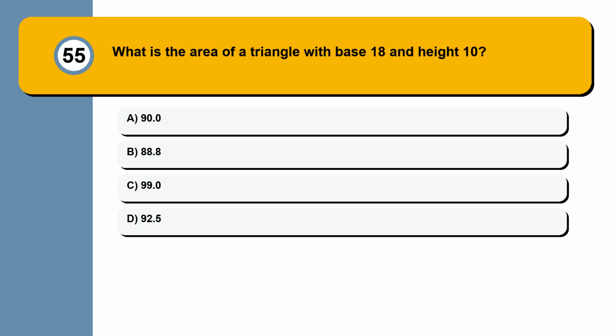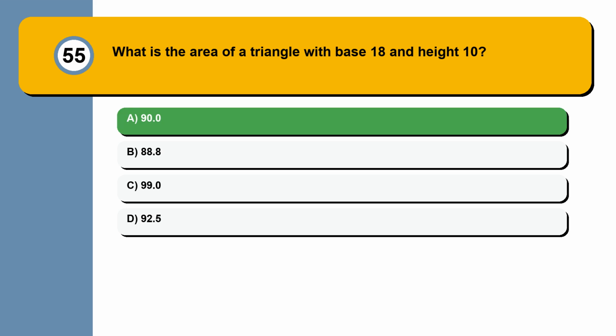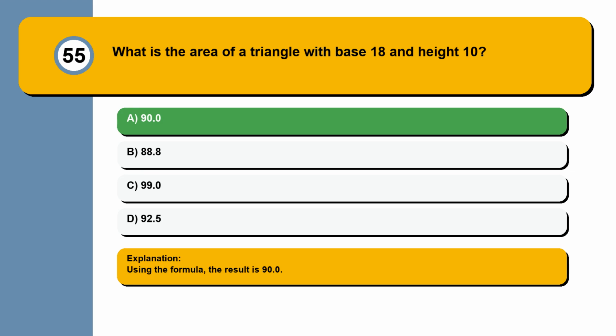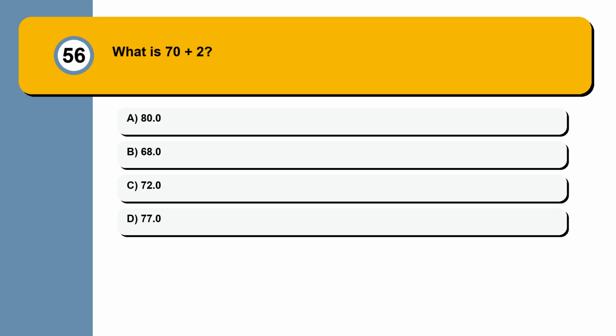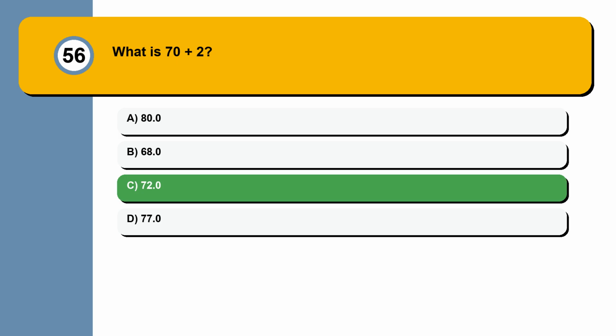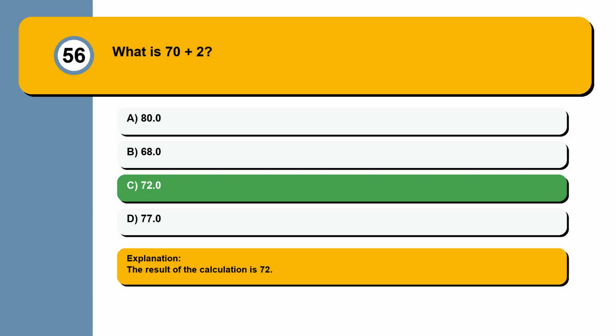Question 55. What is the area of a triangle with base 18 and height 10? 90.0, 88.8, 99.0, 92.5. Using the formula, the result is 90.0. Question 56. What is 70 plus 2? 80.0, 68.0, 72.0, 77.0. The result of the calculation is 72.